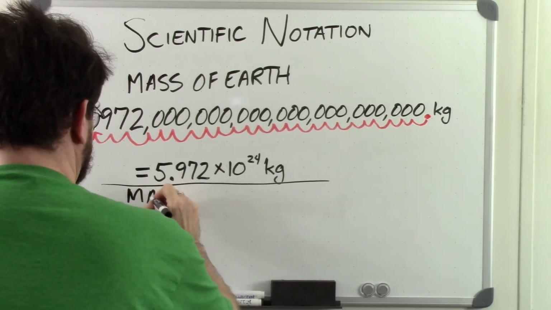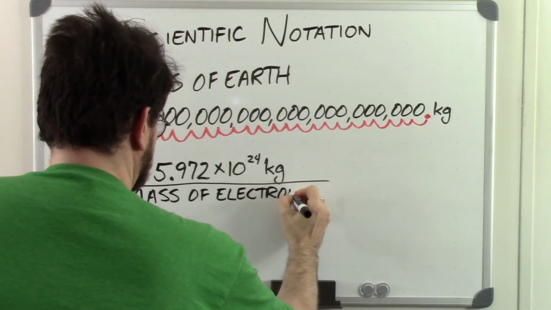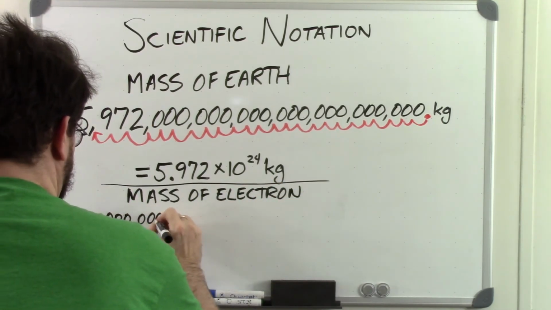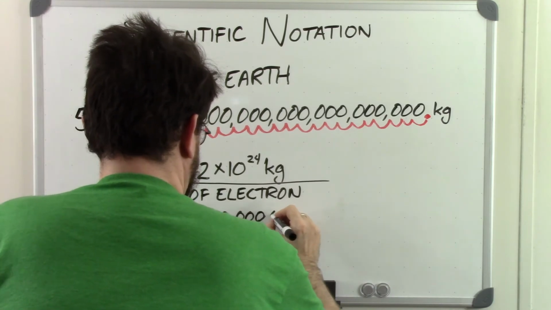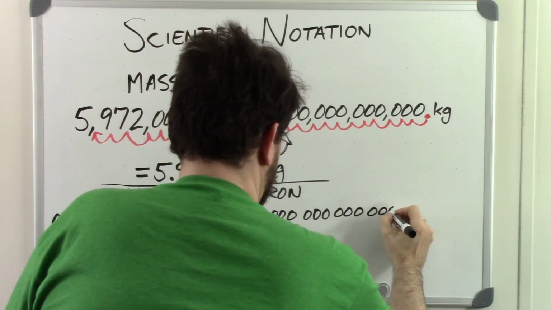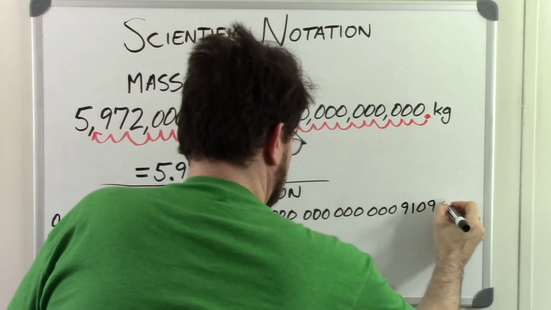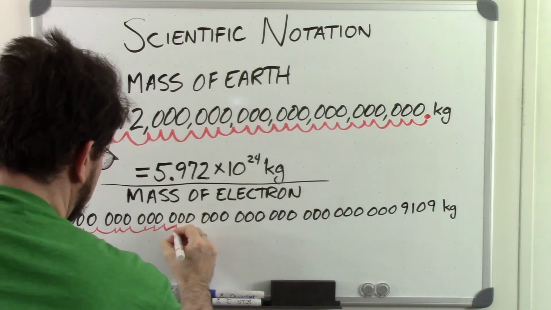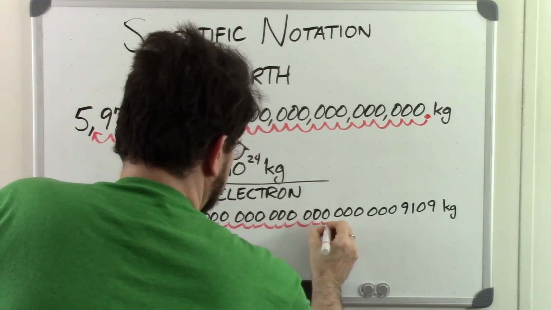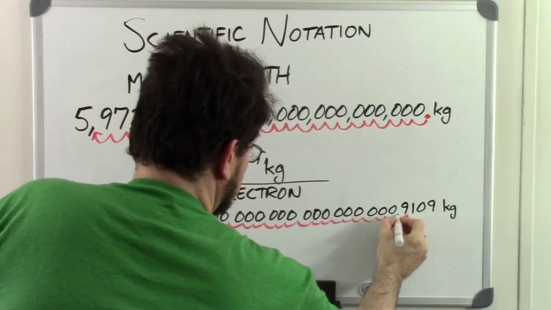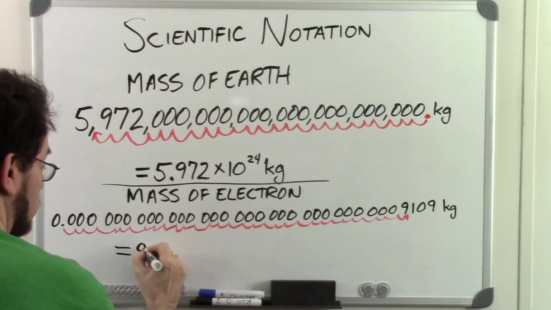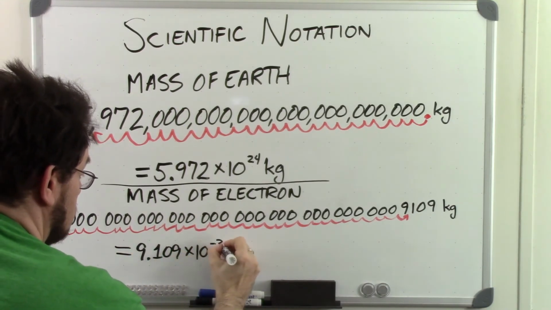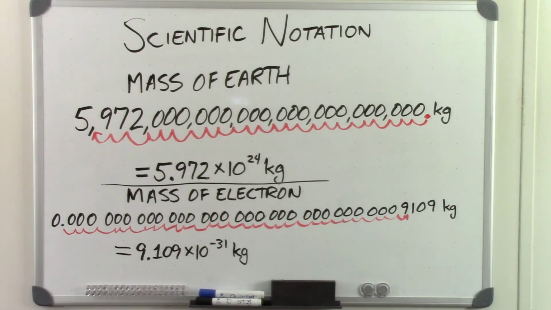Let's look at a small number now. The mass of an electron is a decimal point followed by 30 zeros, then 9109 kilograms. To put that in scientific notation, we have to move the decimal point to the right 31 places. Moving the decimal point to the right gives us a negative exponent, and we end up with 9.109 times 10 to the negative 31 power kilograms. So for big numbers we get a positive exponent, and for small numbers we get a negative exponent.